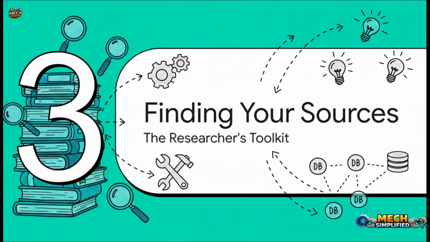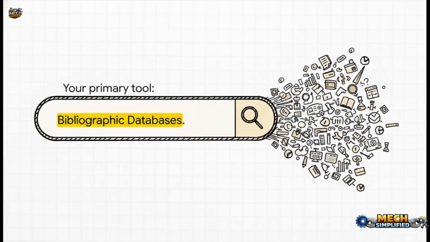Okay, so we know we're hunting for research papers, not just textbooks. But where? Where do we actually find them? Let's get practical and open up the researcher's toolkit. Your main hunting ground is going to be something called bibliographic databases. Basically, these are massive, specialized search engines designed for one thing: collecting and indexing scholarly articles, conference papers, and all kinds of academic stuff. They are the libraries of the modern researcher.